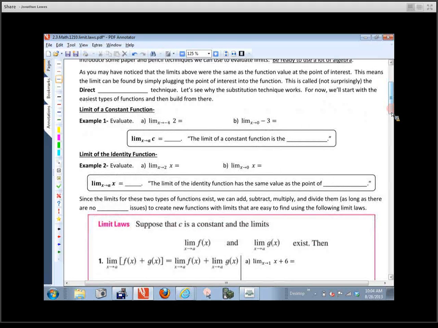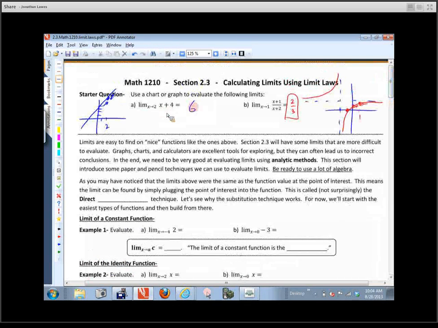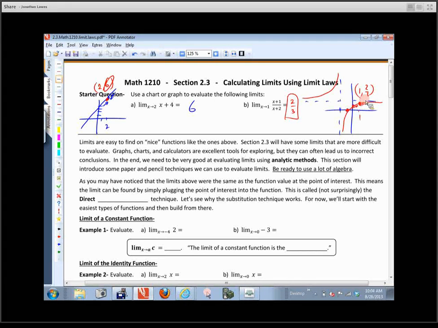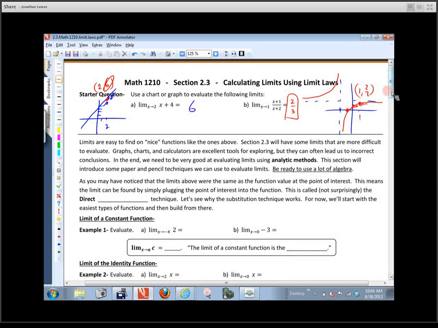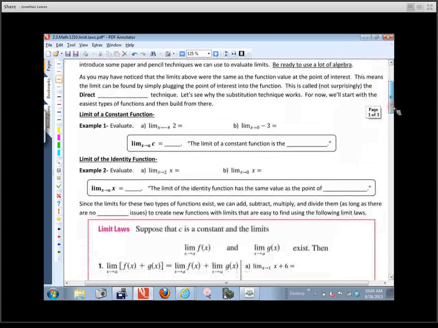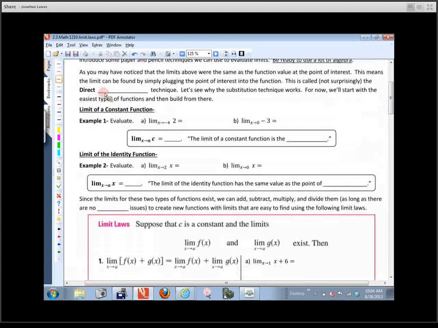So on the examples that we had up above, if you looked at the graph, this limit was exactly the same as the function value there. So that point is on the graph. That 6 was our answer. Okay, and this point right here, if you plug it in, you get 2/3. So the limit was the exact same as the function value at the point of interest. And we're going to develop a technique, and this technique is called the direct substitution technique.